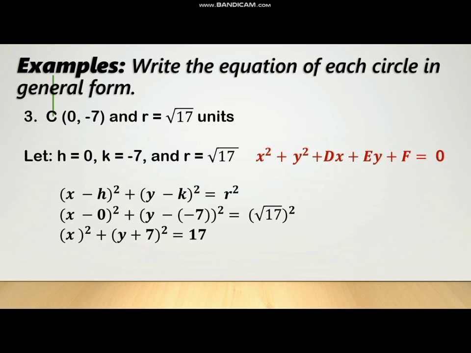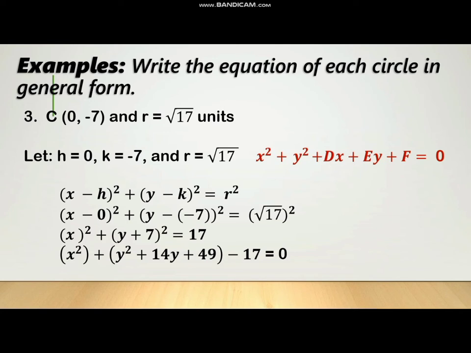So, bring down x squared. So, the square of y is y squared. Times 2 yung 7, kaya naging 14y. And then, square ng 7 ay 49. And then, yung constant nating 17 ay itatranspose para maging equal to 0.